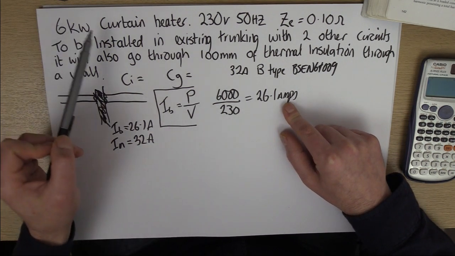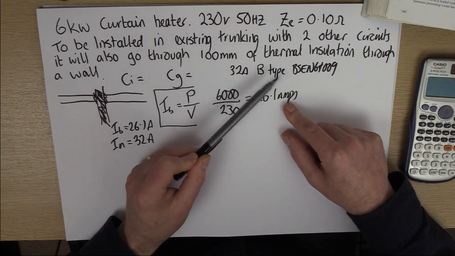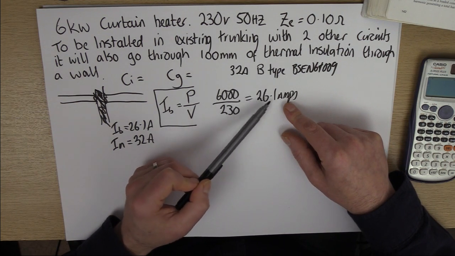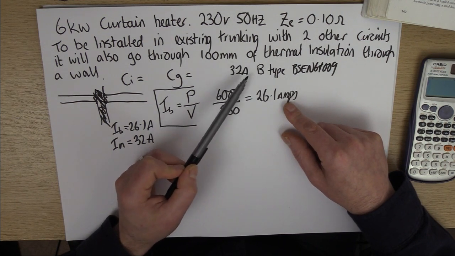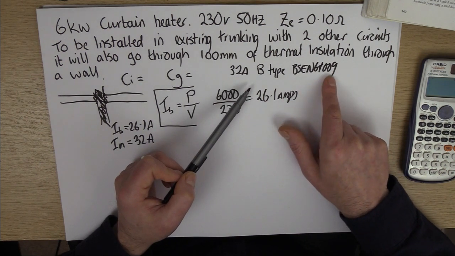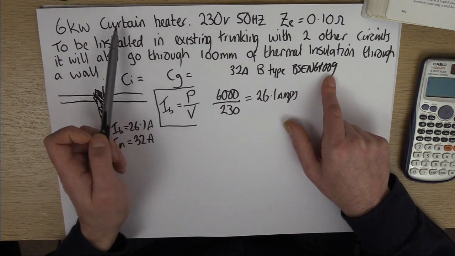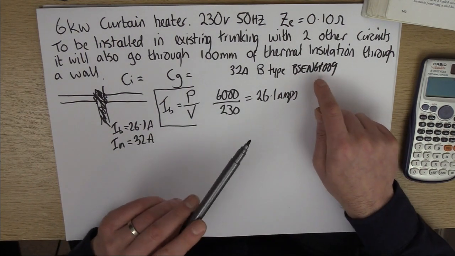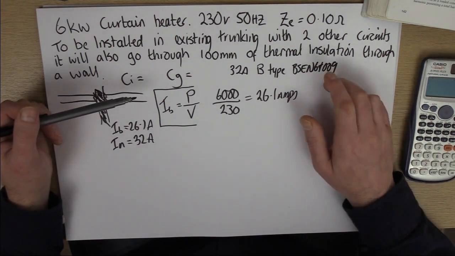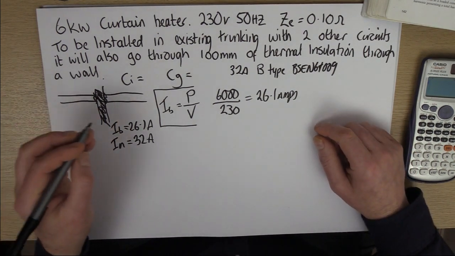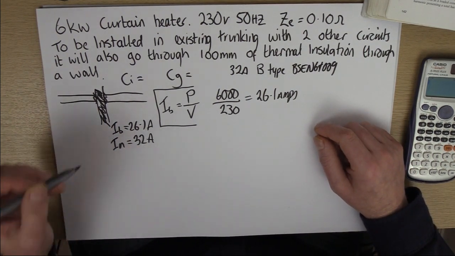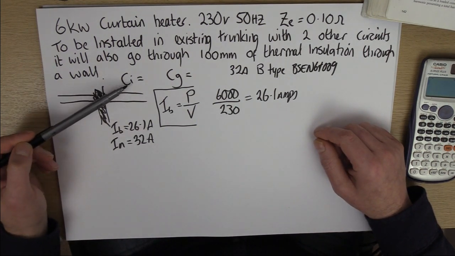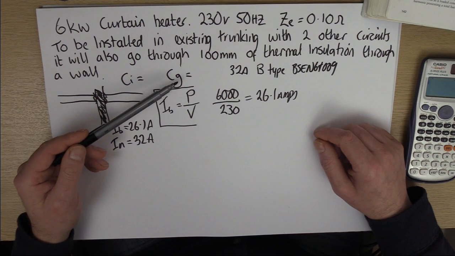It's a resistive load, so a B type will be adequate, and we want to go up to the next one up from that really, which would be a 32. I think in this case we could do an RCBO. I can't really think of any issues the curtain heater might present that might cause any nuisance tripping or anything, so RCBO, why not? So our In then is 32 amps. Now we're going to have an insulation factor and a grouping factor.